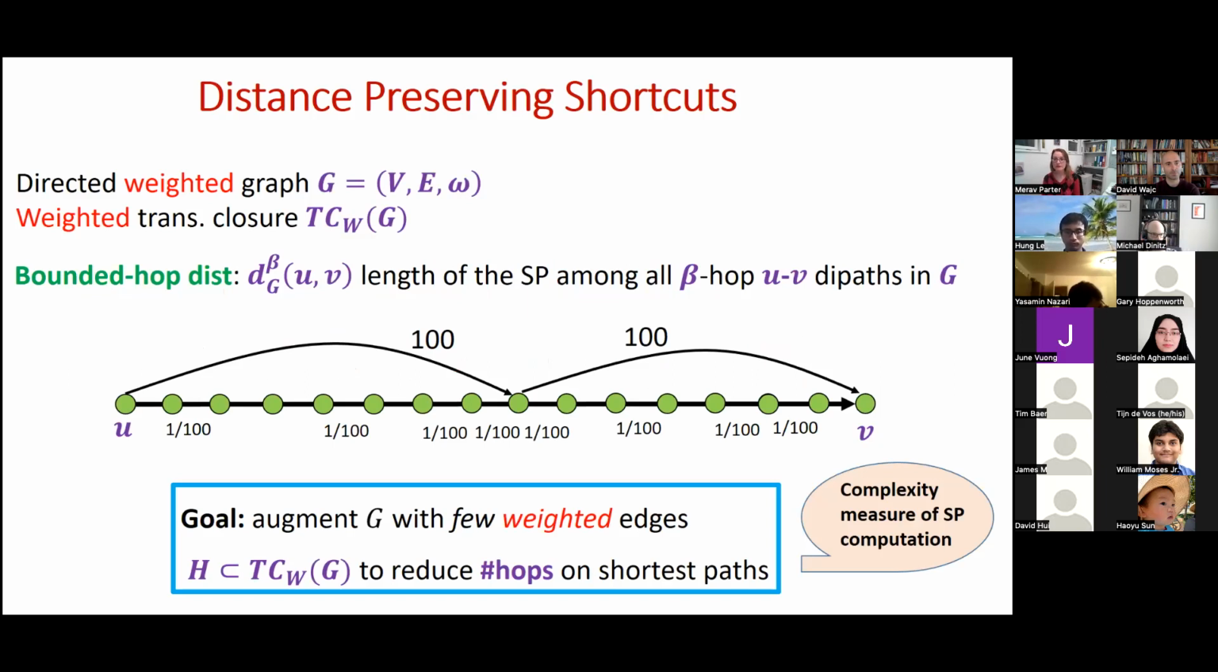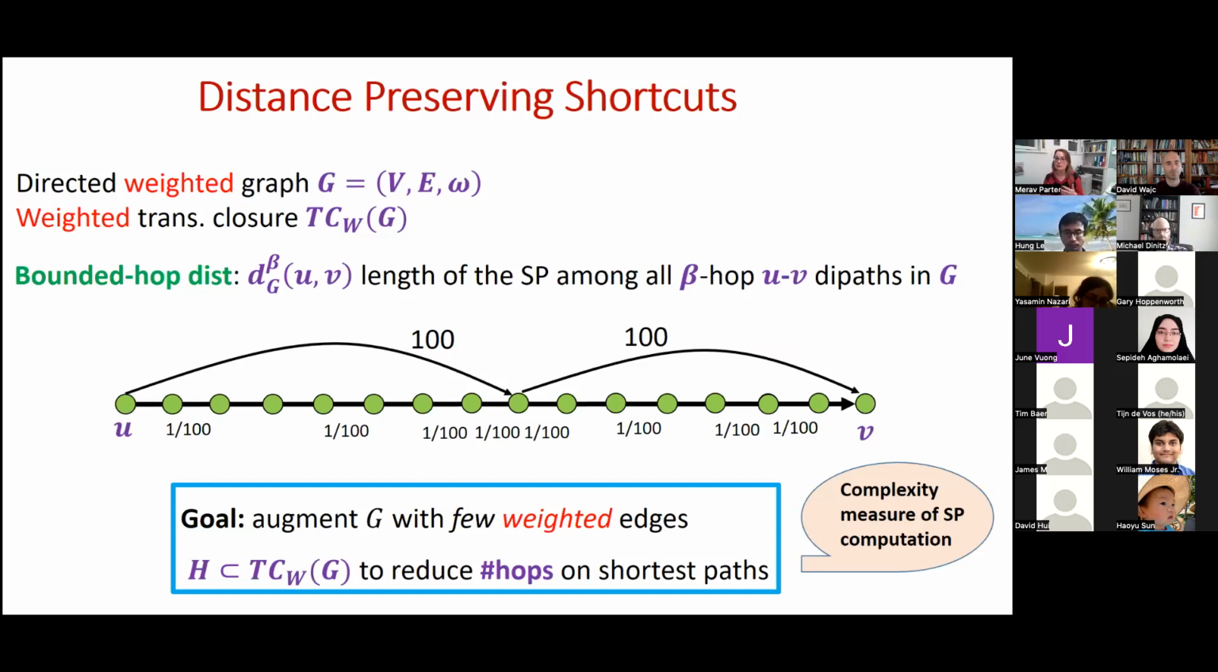So now we consider directed weighted graphs. And we are also going to consider the weighted transitive closure, where the weights on the transitive closure are just the shortest path distances. So there is an edge from U to V in the transitive closure, and the weight of that edge is going to be the distance in G from U to V. Okay, so this is just the standard way to give the weights, okay?